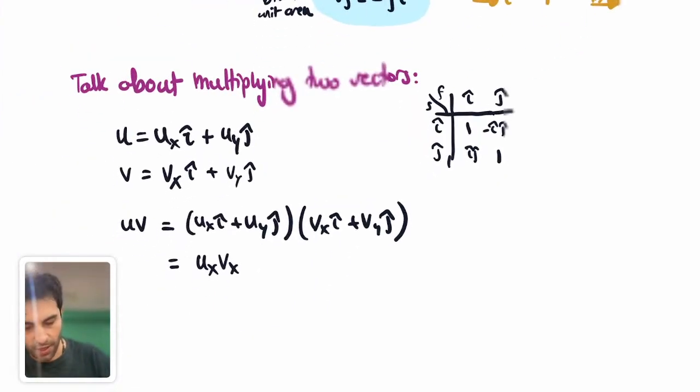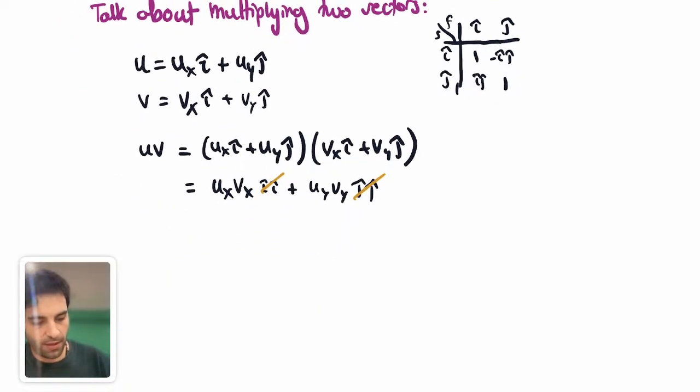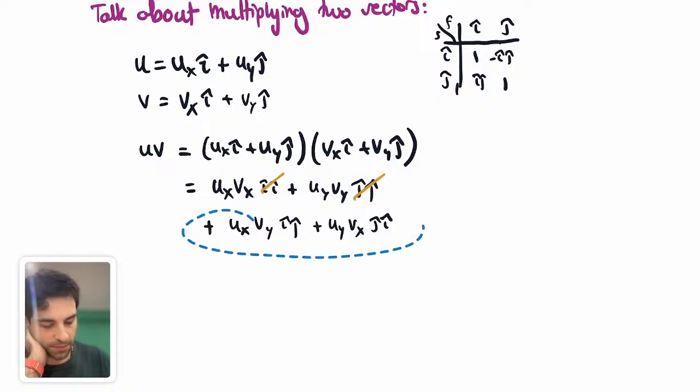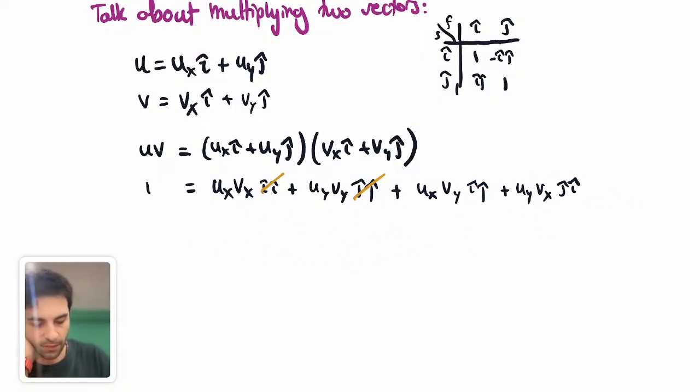All right, so let's do it. ux vx, i times i, plus uy vy, j times j. Cool? And these guys just go away, so I don't care about them. And then we're going to get ux vy ij, plus uy vx ji. Everyone got that? That's the whole thing. That's the whole expansion. Done. Yeah? So it's going to be uv.